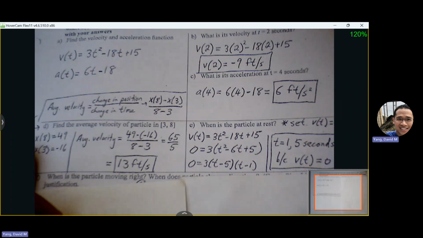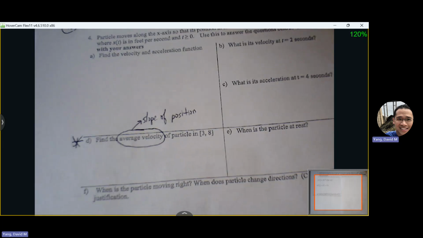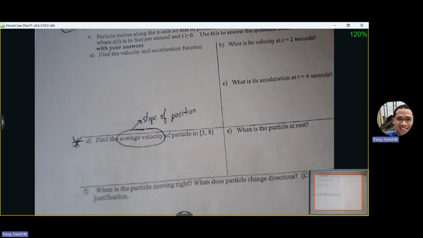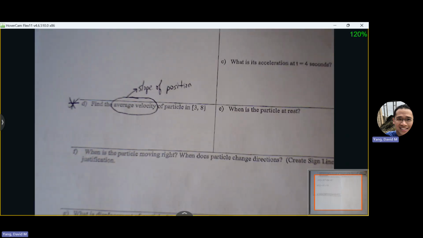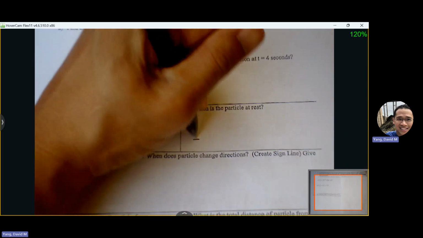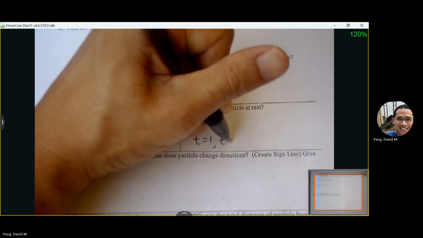Okay, any questions so far? All right, part F, when is the particle moving right? When does the particle change direction? We're going to create a velocity sign line. So we're going to use information from part E to answer part F. So the particle is at rest at t equals 1 second and 5 seconds.